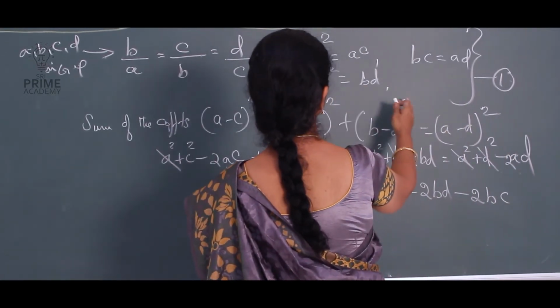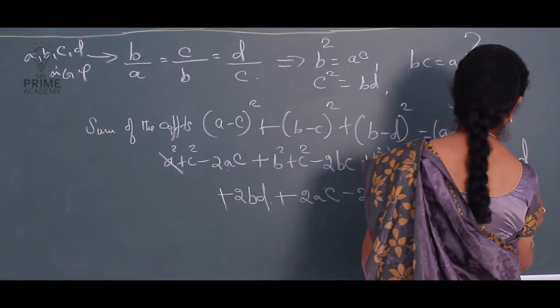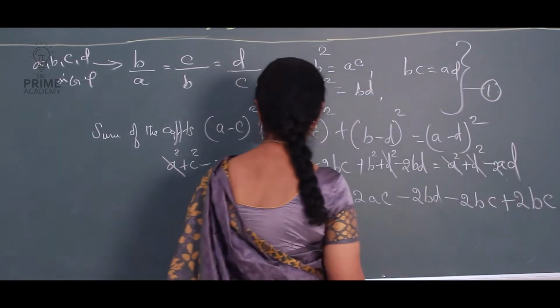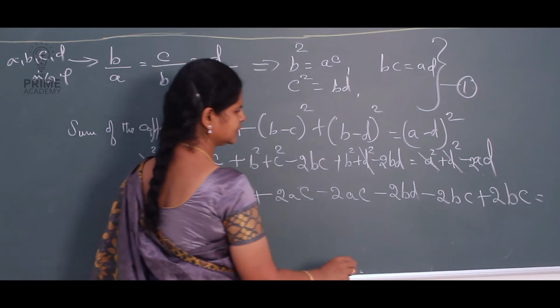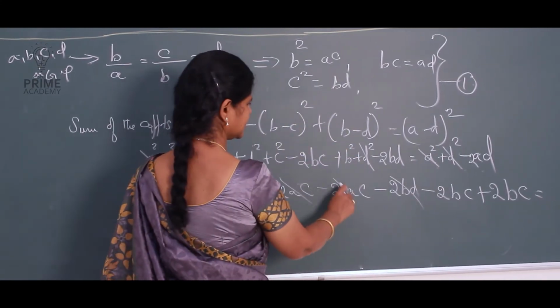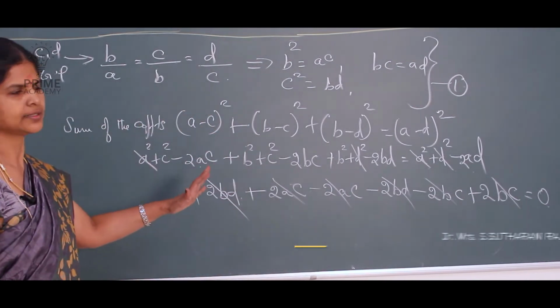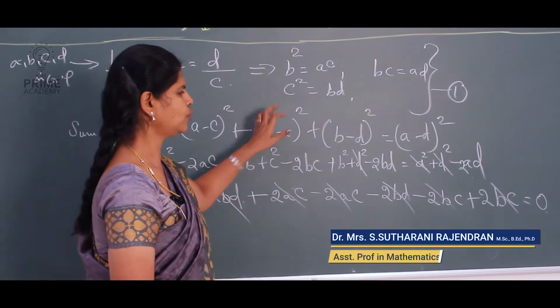AD equal to, what is this value? Minus. So plus 2BC. So these values are cancelled. See, this 2BD is cancelled with this one and 2AC is cancelled. So here you get 0. All the terms are cancelled using the equation 1.